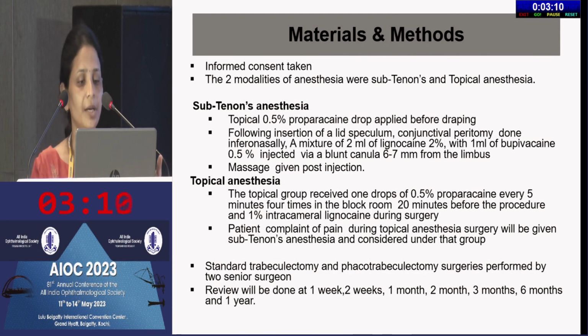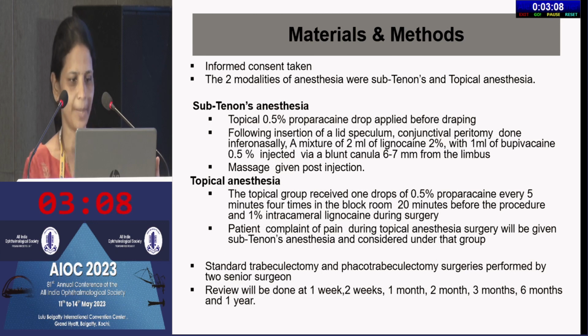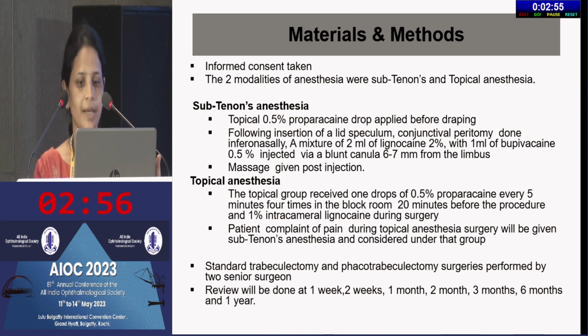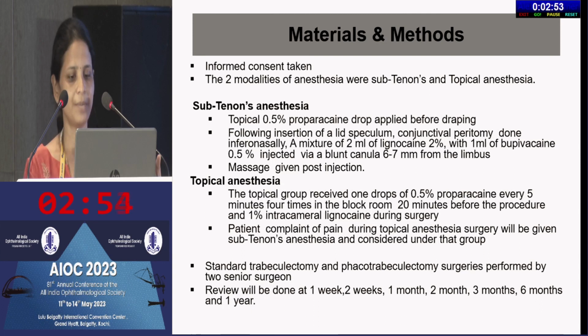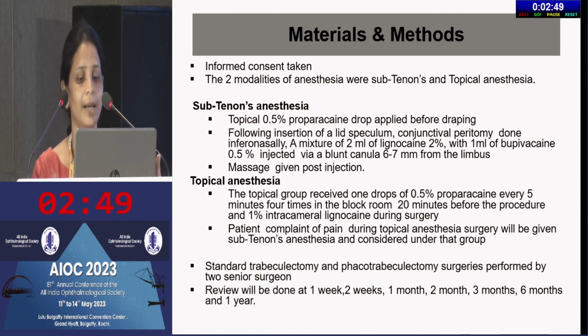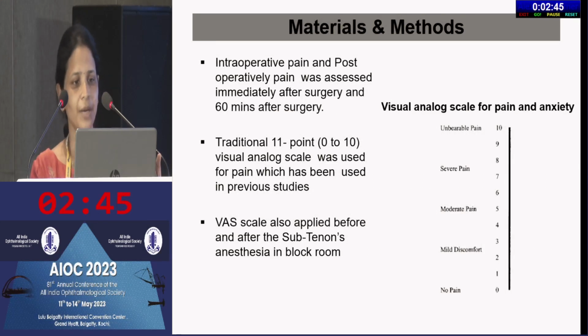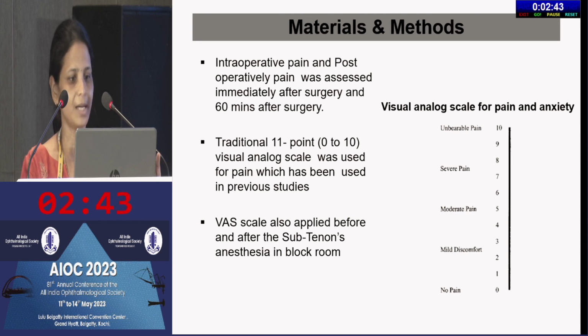In the subtenon group, 0.5% proparacaine was applied, followed by a mixture of 2 ml lignocaine 2% with 1 ml 0.5% bupivacaine injected in the inferonasal quadrant 6 to 7 millimeters away from the limbus. In the topical group, 0.5% proparacaine was applied every 5 minutes, 4 times, 20 minutes prior to the procedure, and 1% intracameral lignocaine was given during the surgery. Intraoperative pain, postoperative pain and anxiety level were assessed using the visual analog scale.